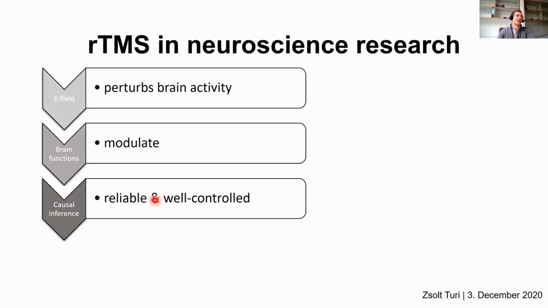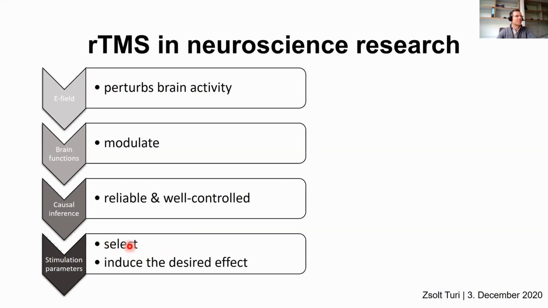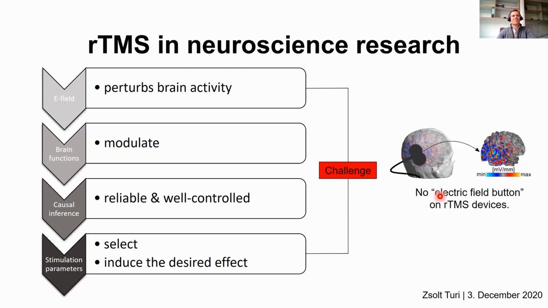According to this logic, the task of the scientist or researcher is to select the stimulation parameters in order to induce the desired effect. However, this is still quite challenging even nowadays. One reason for this is that we still have difficulties linking the stimulation parameters a priori to the produced electric field. The main reason for this is that we do not have an electric field button on rTMS devices.